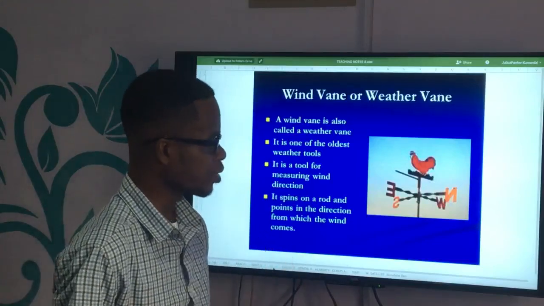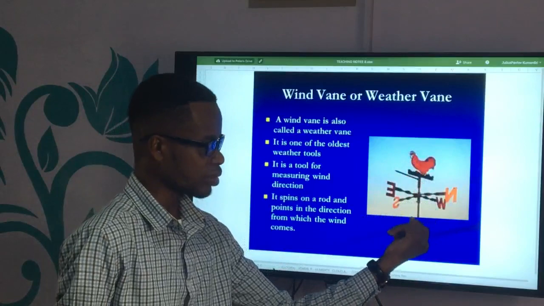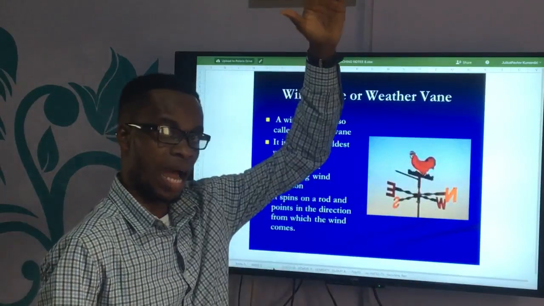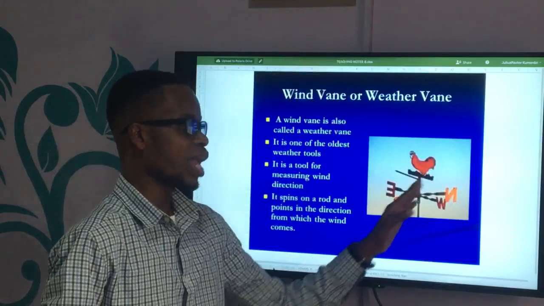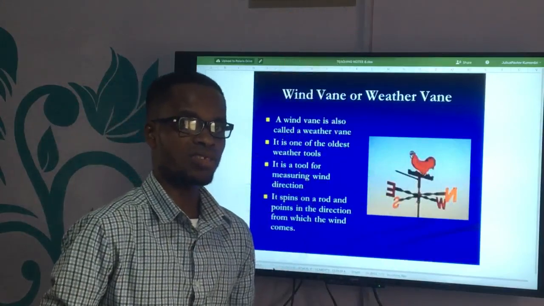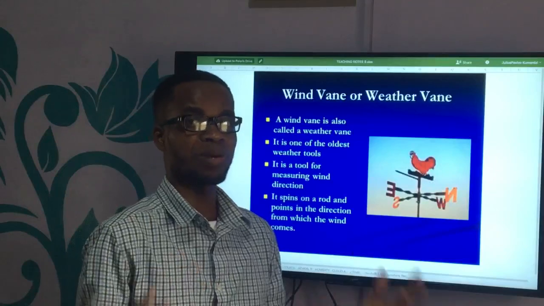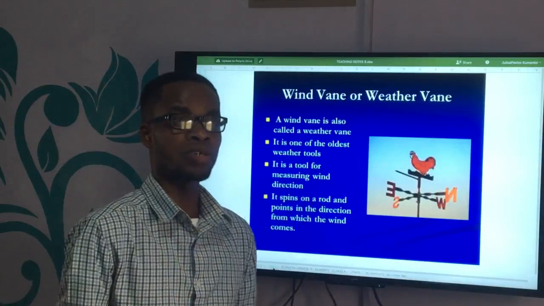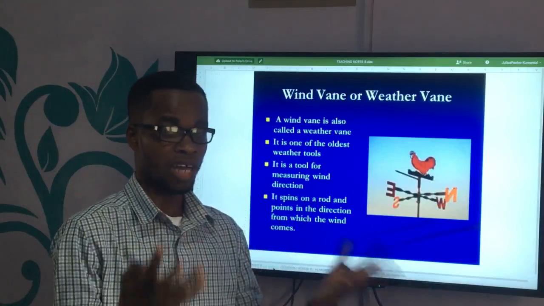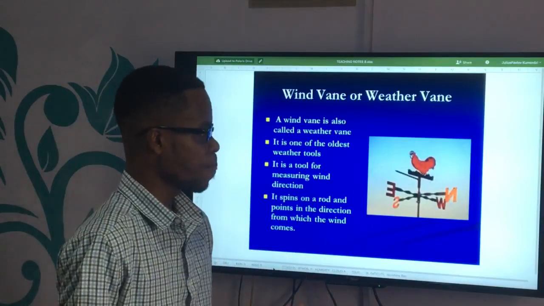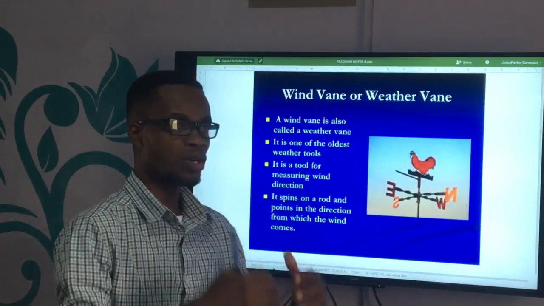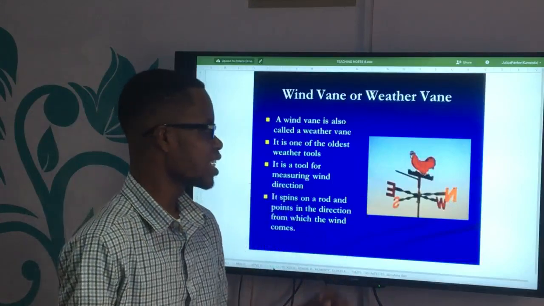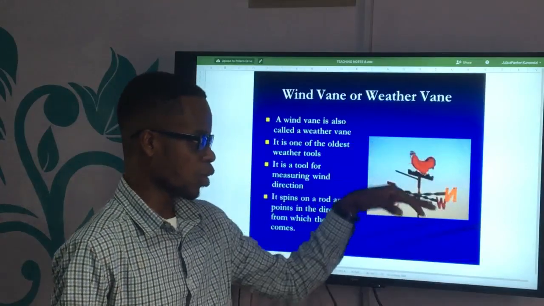So the wind vane, we have this rod as well, deep down in the ground, and then it is elevated above the land. Then we have cardinal points around it, because cardinal points are principal points that tell us the direction of a place, or the position of a place or of an object. So we have the four main points, the principal points: north, south, east, and west on top of this.